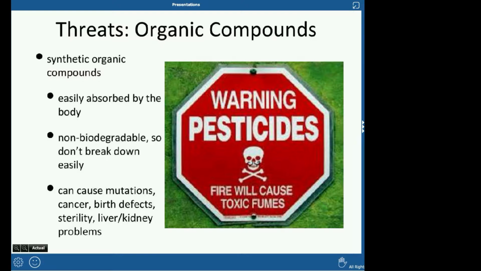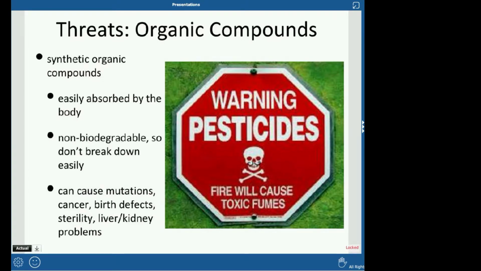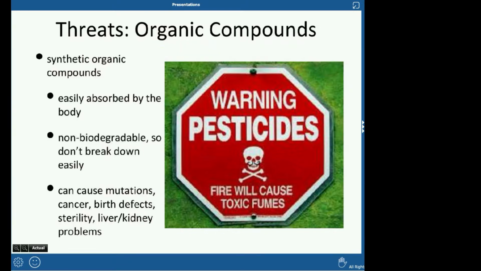Organic compounds. Benzene is actually an organic compound, but they list it under carcinogens. These are things that are easily absorbed by the body. They aren't biodegradable, so they don't break down easily in the environment. They can cause mutations, cancer, birth defects, sterility, liver and kidney problems, that sort of thing. Most of your exposure to synthetic organic compounds is going to be from pesticides and things like that. That's where you're going to get most of your exposure to these.